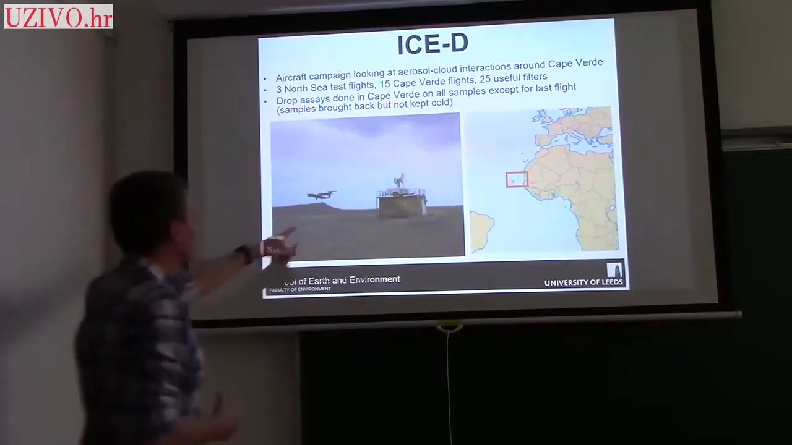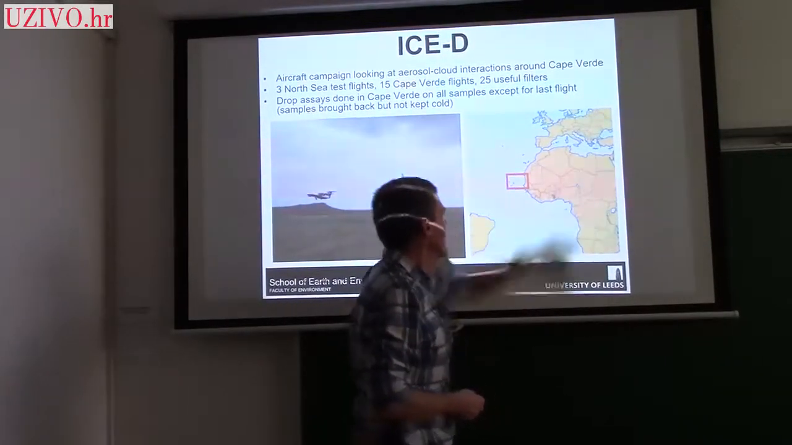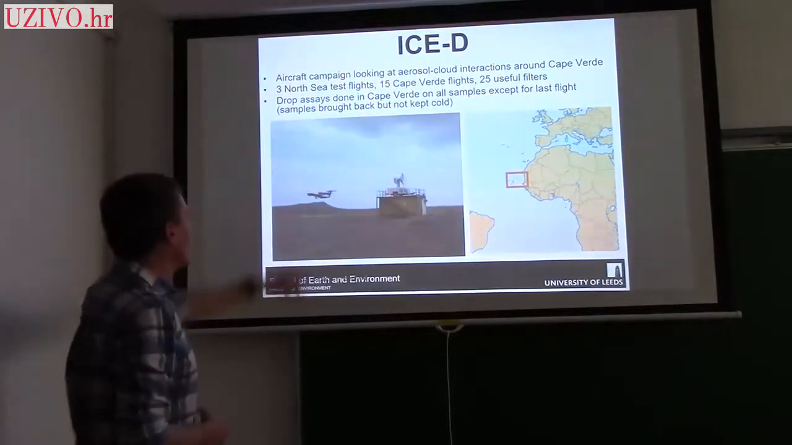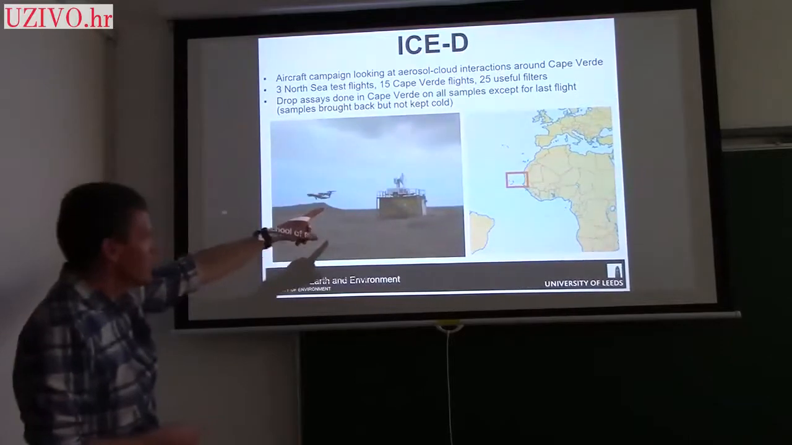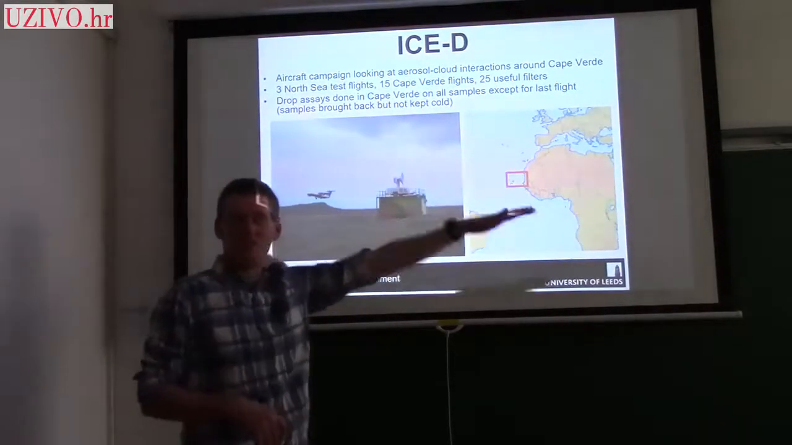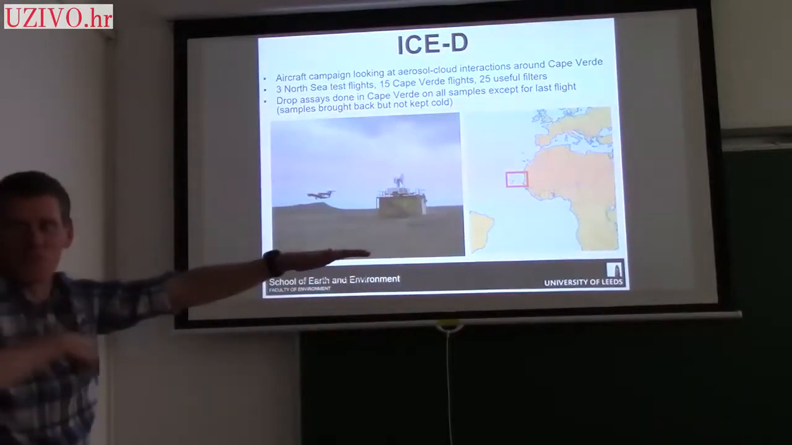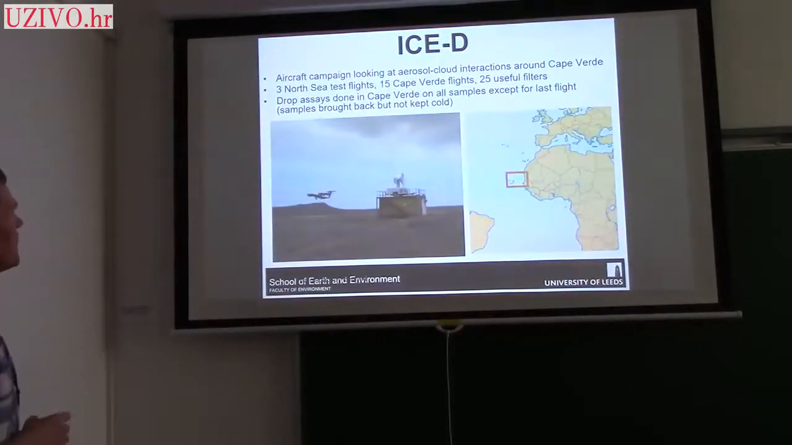So this is the coast of Cape Verde. We're making measurements on the aircraft. We've also got the radar. This is the cloud radar, so it can tell us where the clouds are. It takes images of the clouds and sends them to the aircraft so we can fly to where the clouds are. So it makes it much more efficient.